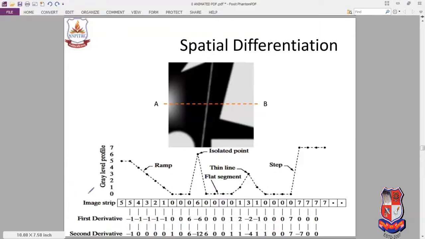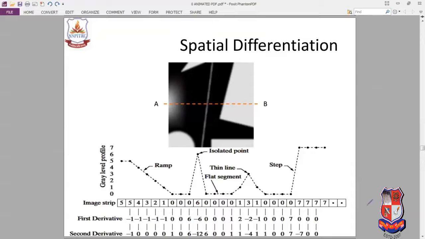Second order derivative is calculated as f of x plus 1 plus f of x minus 1 minus twice f of x. So 4 plus 5, 9, minus 2 times 5, which is 10. So 9 minus 10, the answer is minus 1. And similarly, we will traverse all these particular pixels.